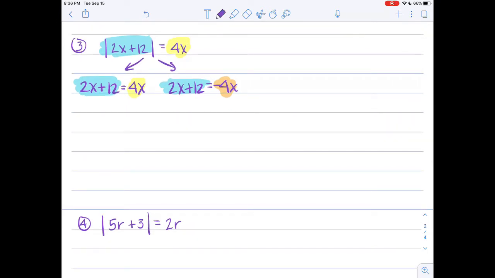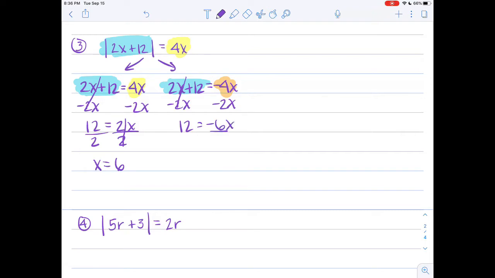All right, so let's solve each of these. I'm going to choose to move the 2x over to the right, leaving me with 12 is equal to 2x, and dividing by 2, I will have x is equal to 6. The second equation I'll approach the same way. Negative 2x on both sides will give me 12 is equal to negative 6x, and dividing by negative 6 leaves me with x is equal to negative 2.